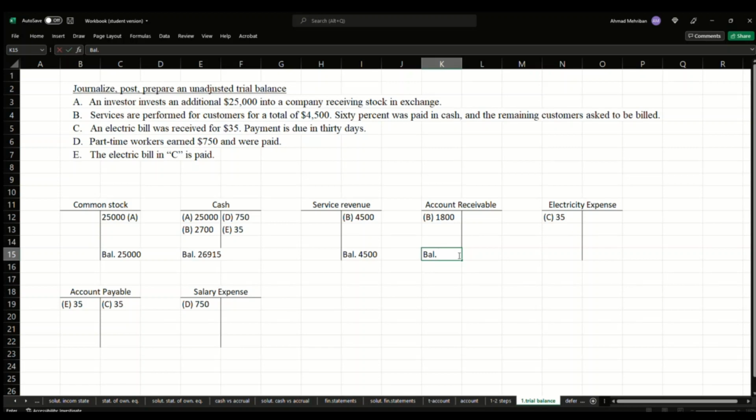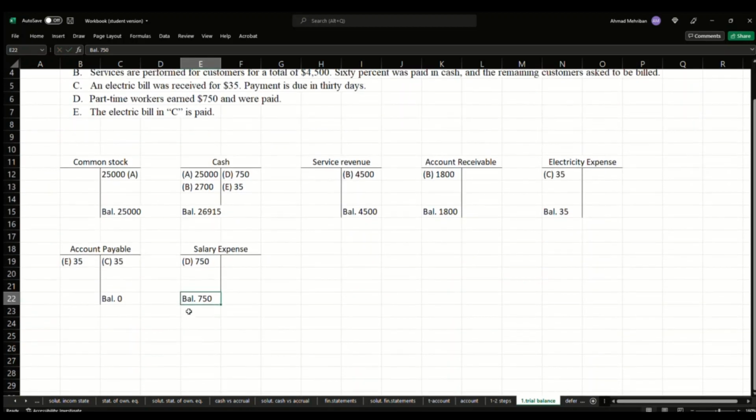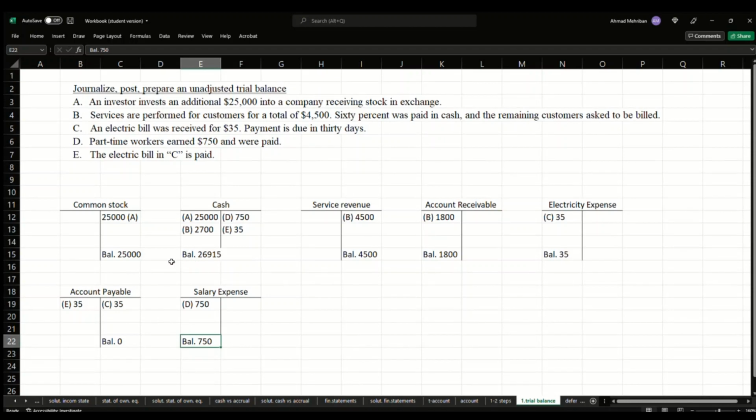Okay, 1,800. Here we have balance 35. Here we have balance 0. Yeah, balance 0. And the last one is the salary expense. Balance will be 750. Yep, that's it. Now this is how we post the information from the journals to the ledgers.